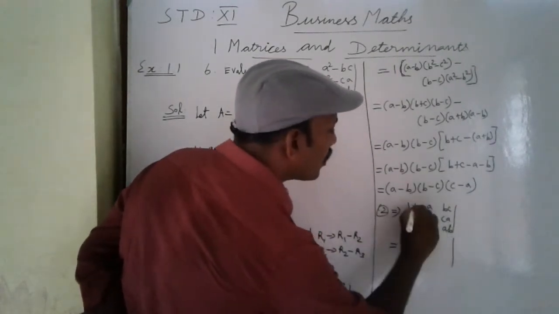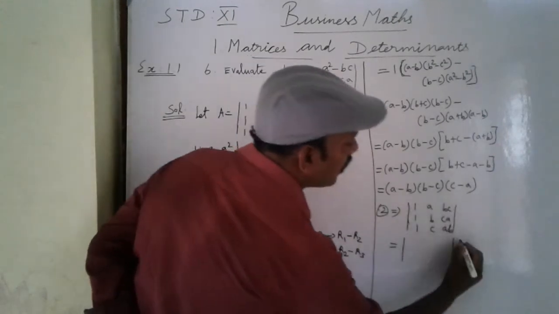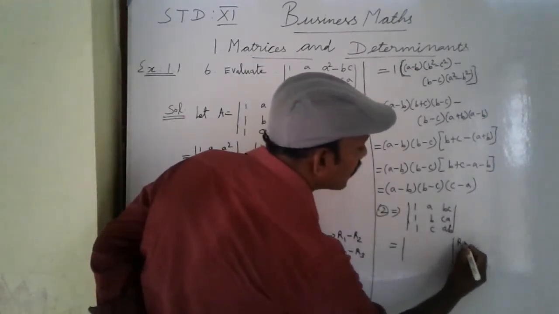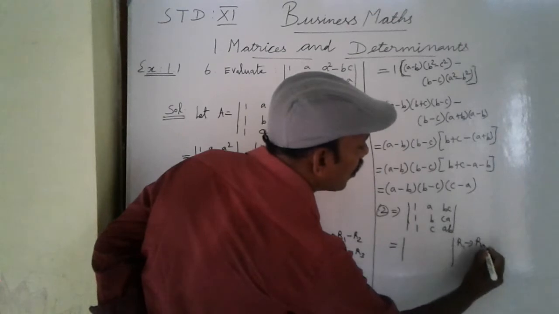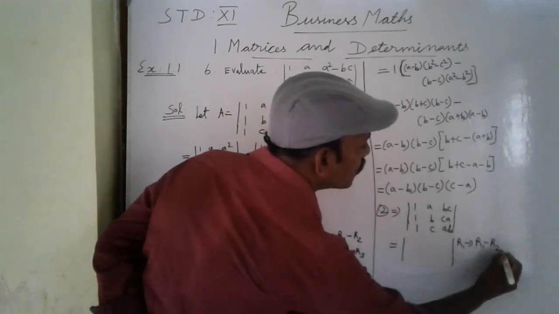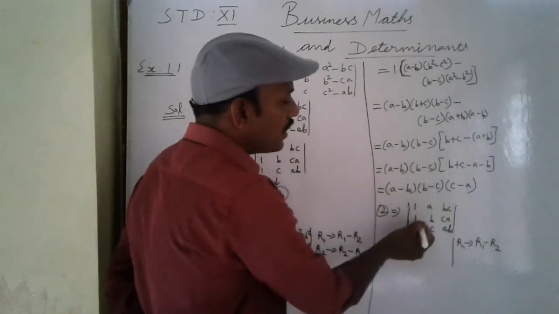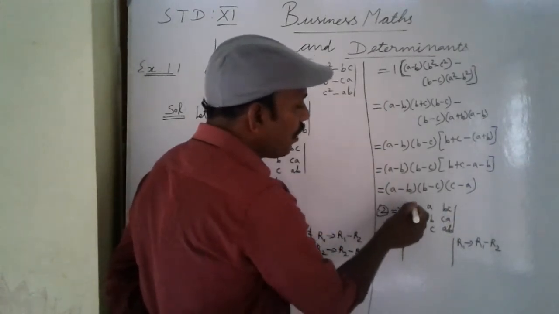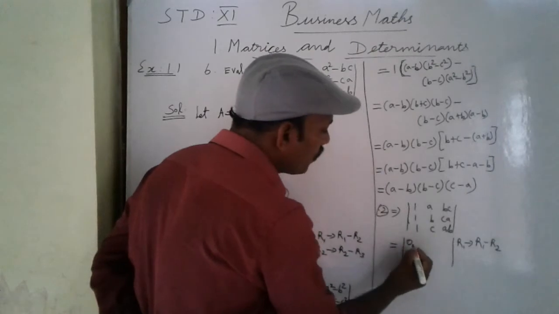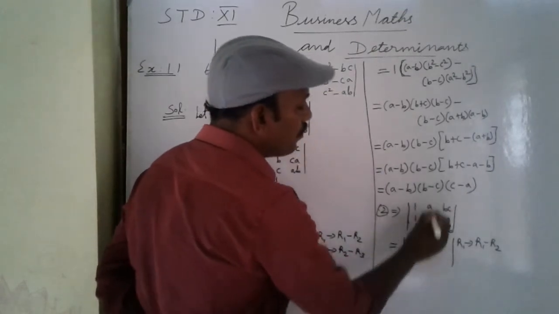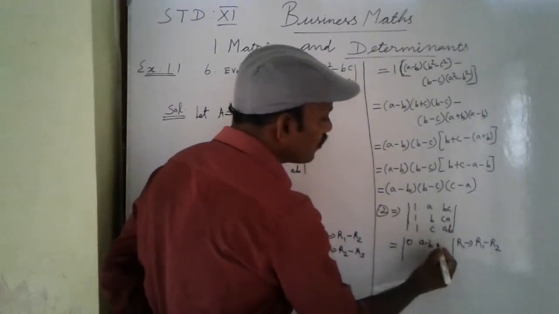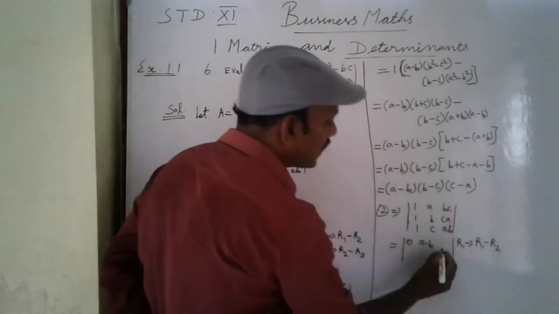Same rule. Row 1 subtract by row 2. R1 implies R1 minus R2. So substitute this rule here. R1 row 1, this is row 2, subtract here. 1 minus 1 is 0. Next, A minus B. Here BC minus CA.